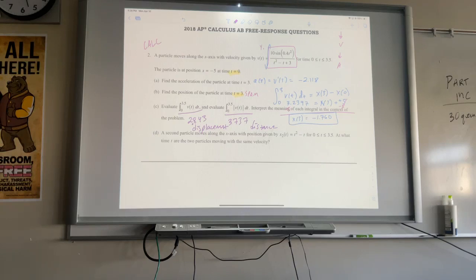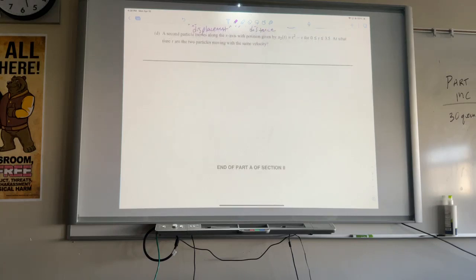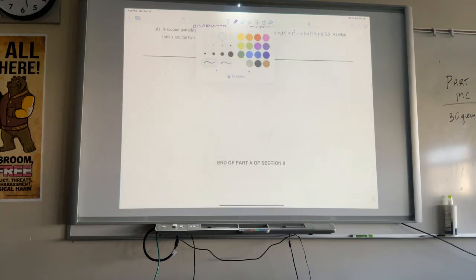Okay? So, you guys just know this, but the integral of v of t is the displacement of the particle. The integral of the absolute value is, we can use the word total, it's easier, total distance traveled. Alright, last question. The second particle moves like that. Where do they have the same velocity? Well, can we find the velocity of this?